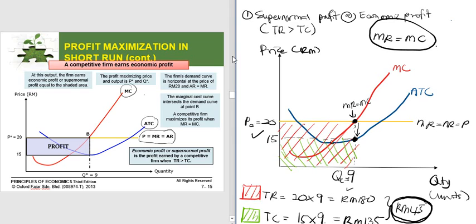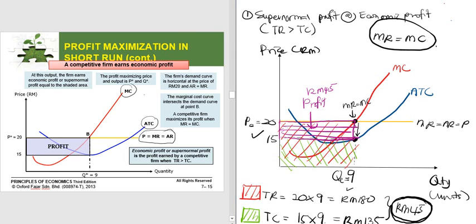Okay, so where is this RM45? It is here. This area right here is basically your profit of RM45. Okay, so another way to calculate your profit is actually 20 minus 15, you multiply with 9. You will also get RM45.